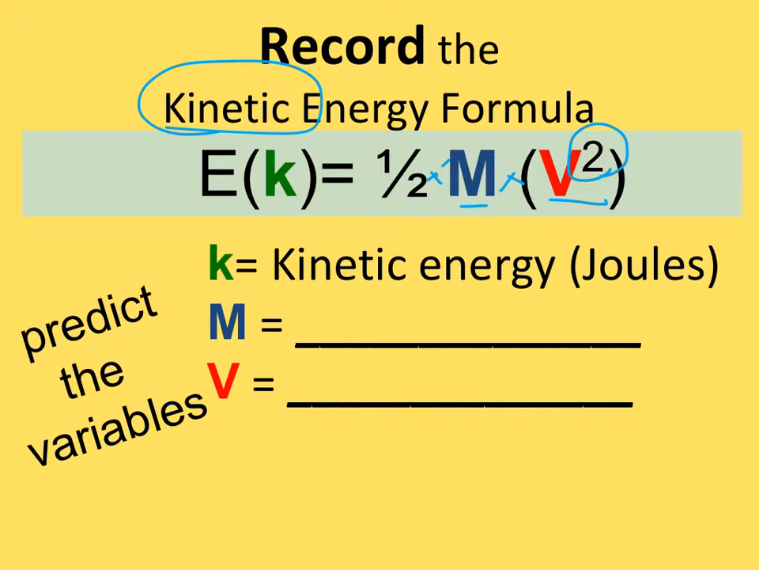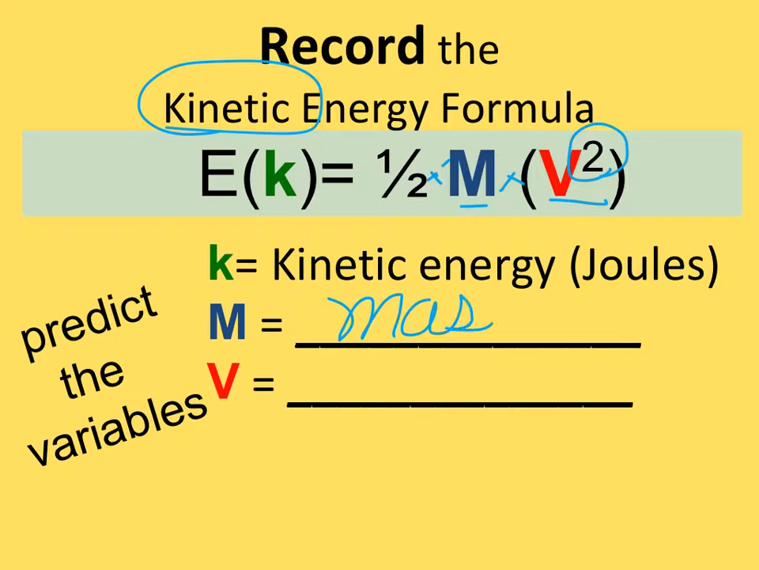The K, of course, is kinetic energy, so the energy of something moving. And then here we have the m. If we think about what we might need to know about the object to measure its energy in motion, one thing we do need to know is how big the object is, and that would be the object's mass.